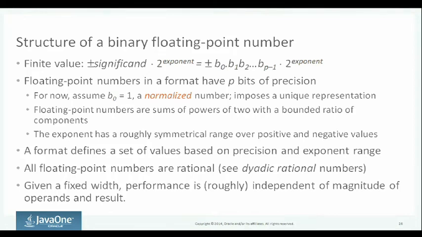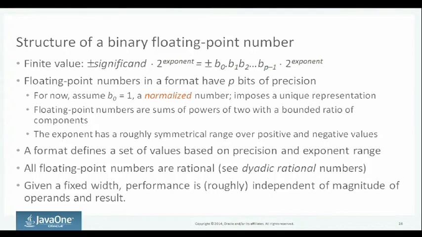So let's say you don't use all p bits of precision. If you had the b0, the first bit equal to 0, you could increase the exponent by 1 and shift everything over. Right? So there would be multiple representations for the same numerical value. So if you require normalization, then there's only a unique representation, and that's easier to work with. Because of how this is structured, numerically, floating point numbers are sums of powers of 2, with the caveat that the ratio between those components is bounded. So it's not just sums of any powers of 2 or any p powers. They have to be a limited width apart. In practice, the exponent is a roughly symmetrical range over positive and negative values.